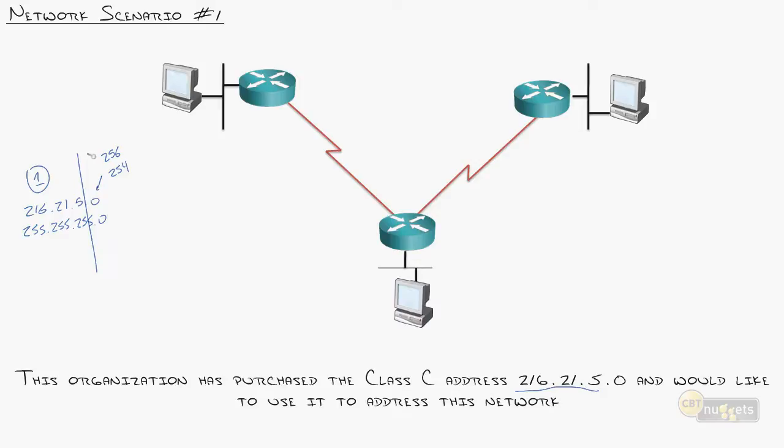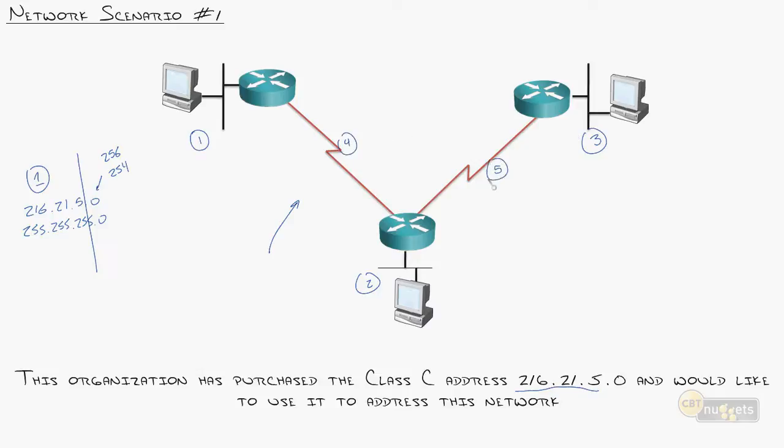But here's the problem. Let's look at this situation, because it says the organization has purchased this and would like to use it to address this network. So we look at this. Now let me ask you the question. How many networks do you see in this picture? Pause the nugget. Think about it. I see 5. 1, 2, 3, 4, 5.